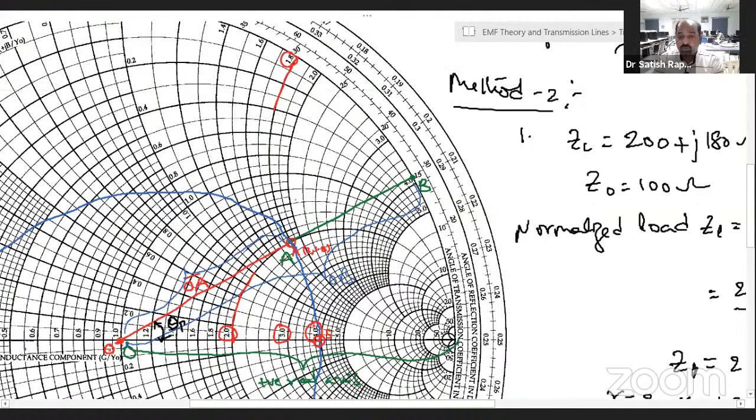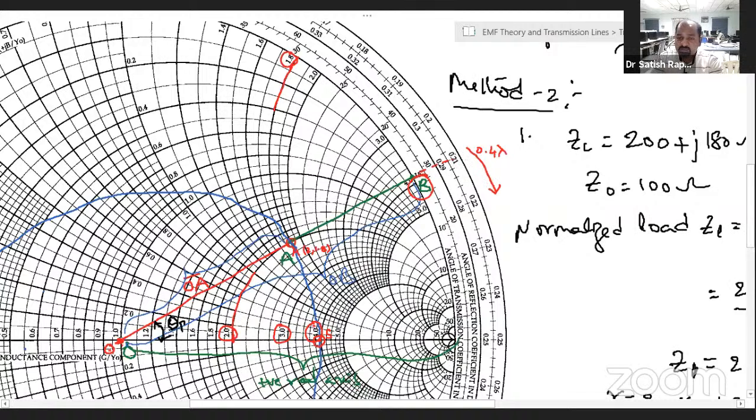So we have to move point B, right? So this is point B. We have to move point B a distance 0.4 lambda, because the length of the transmission line is 0.4. Therefore, we have to move a distance 0.4 lambda towards the generator, in the sense of clockwise direction.